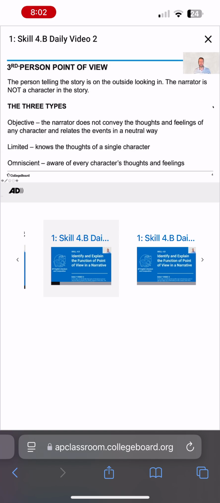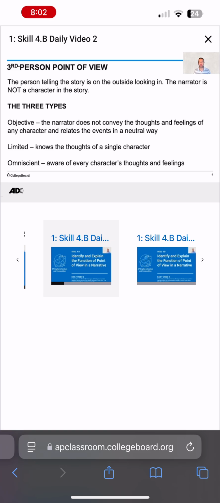So here we go, definitions. In third-person point of view, the person telling the story is on the outside looking in. They are not a character participating in the action of the story. And this is how it differs from first-person point of view. With first person, that person is in the story. They are a character. Here, the narrator is on the outside and they're looking in. They're removed from it. And that space, that removal is going to be important. And you'll see why in a little bit.